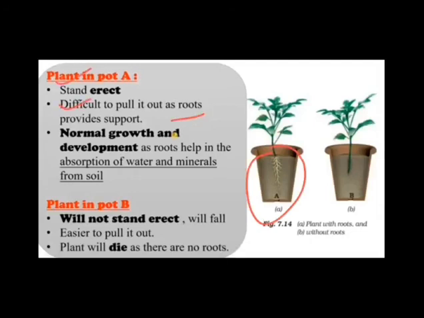So in pot A it will be difficult to pull the plant out as the roots provide support, and it shows normal growth as the roots help in the absorption of water and minerals from the soil. But the plant in pot B will not stand erect, will fall, is easy to pull out, and eventually the plant will die as there are no roots. So now you have understood the functions of roots also.